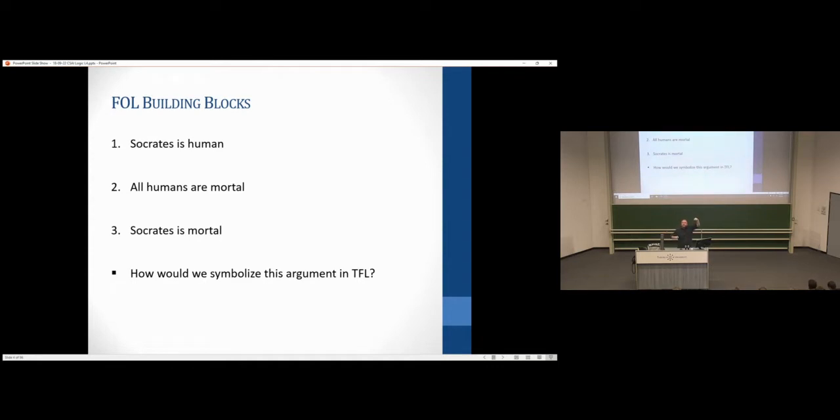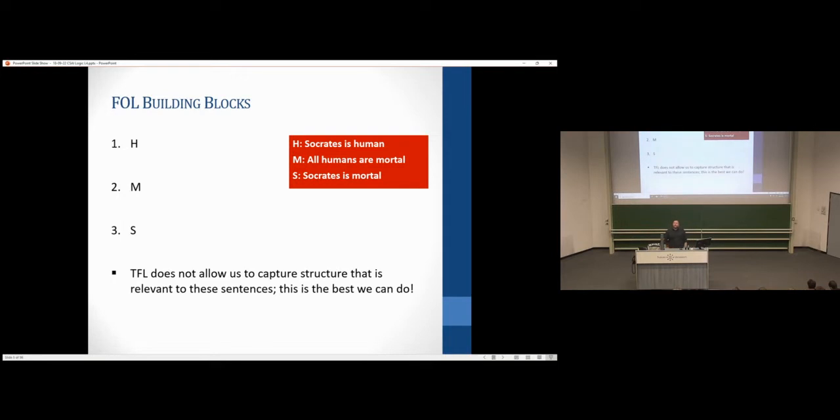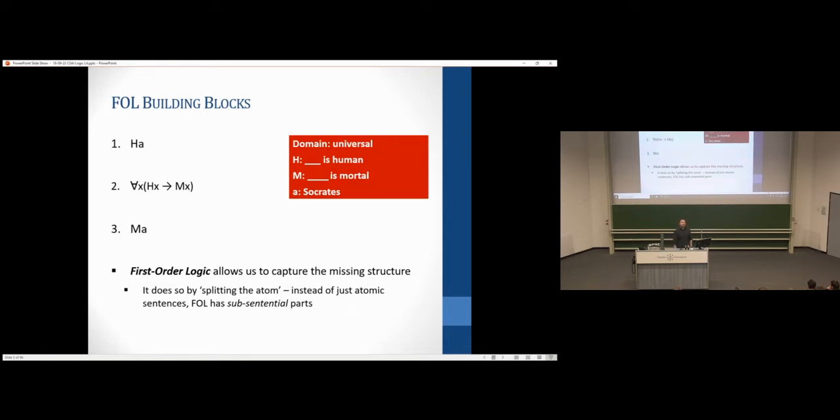We did this in the tutorials with the Venn diagrams, and we talked about where we put the dot for Socrates. TFL doesn't let us do any of that. We don't have dots, we can't talk about individuals, we can't really do the Venn diagram stuff. So what we want to do is move to a language that lets us track that. And here's how we'll symbolize the sentences in FOL.